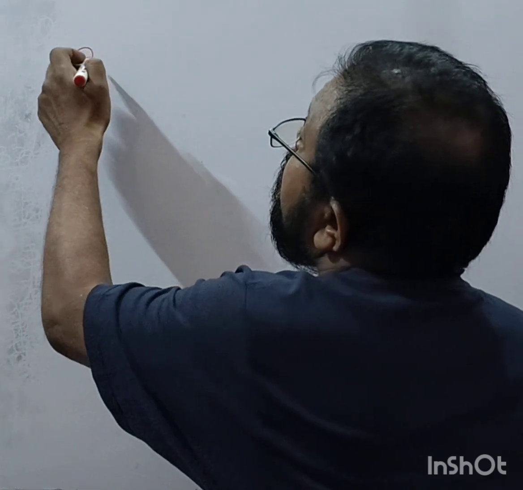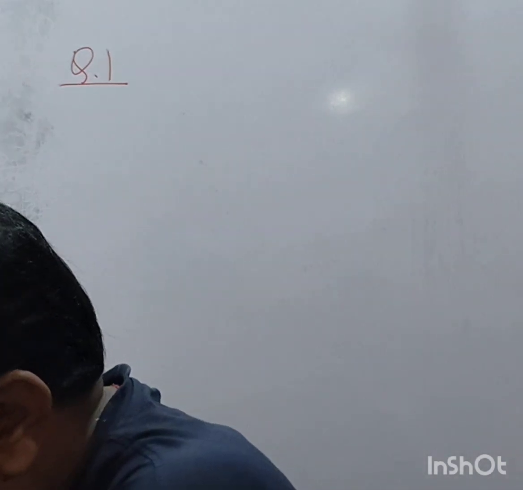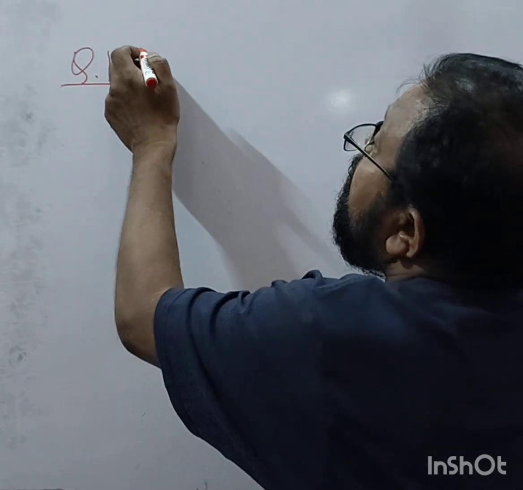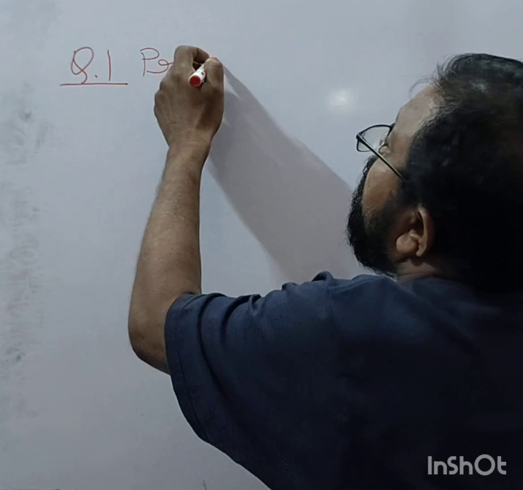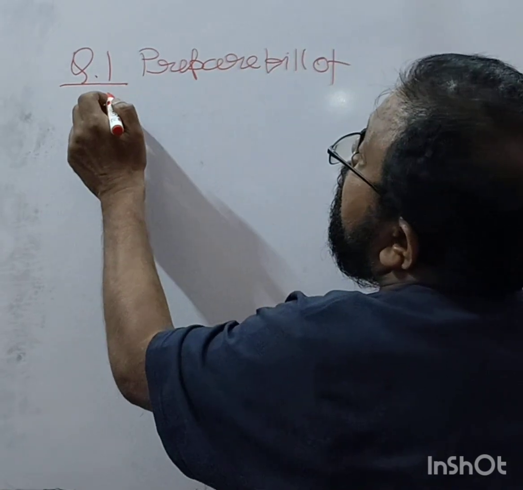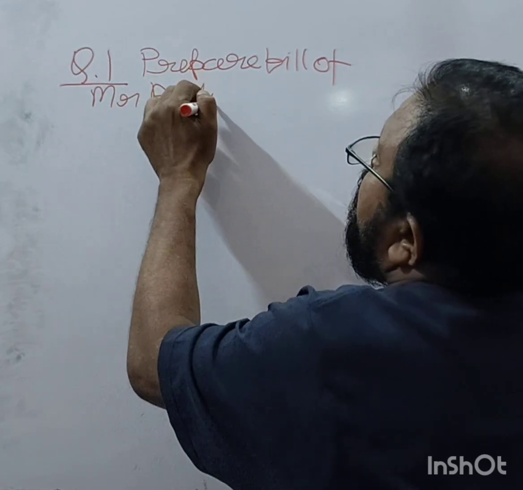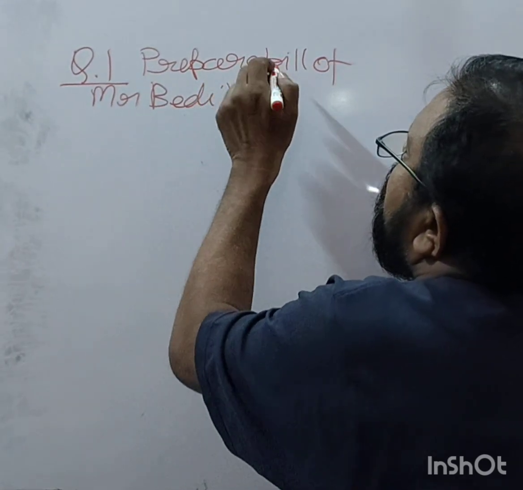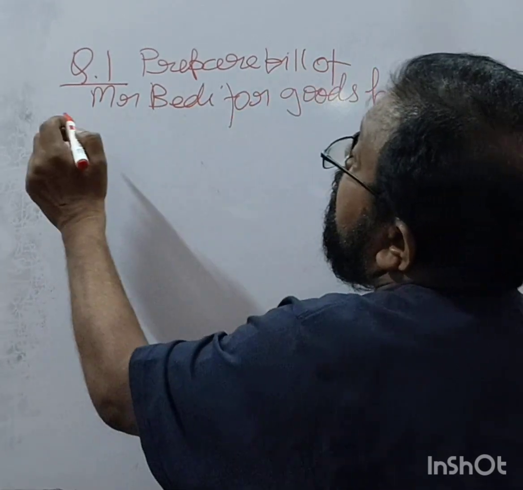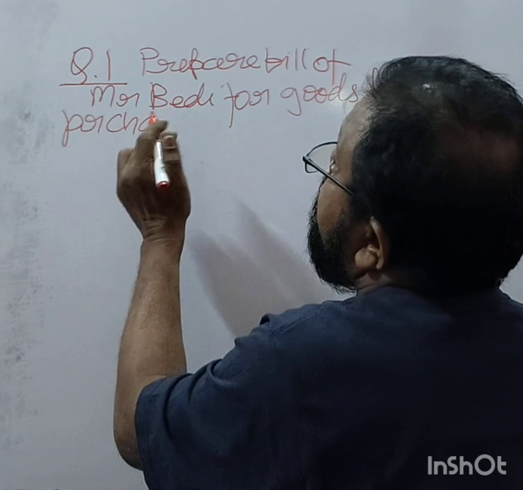Anyway, for this we have question number 1. Question is: Mr. Bedi visits the market and buys goods. Prepare the bill of Mr. Bedi for the goods he purchased. How do you do that?